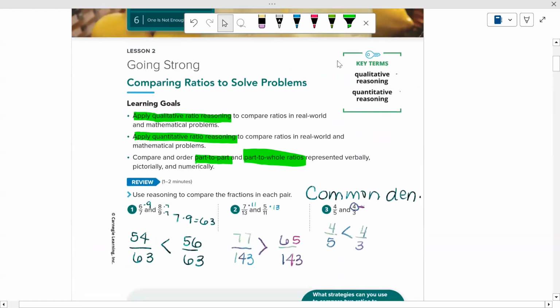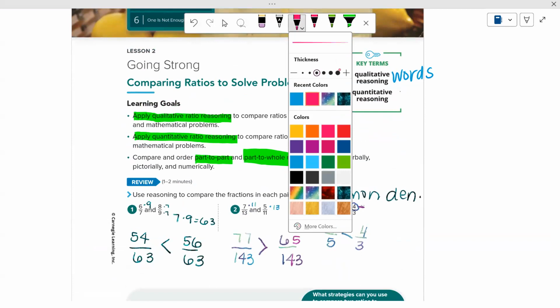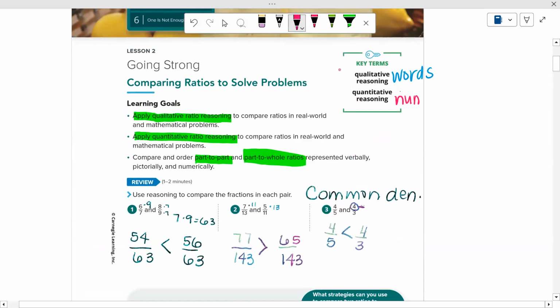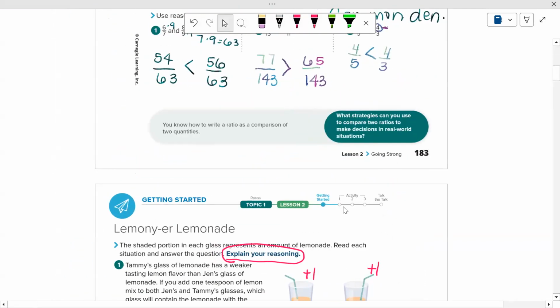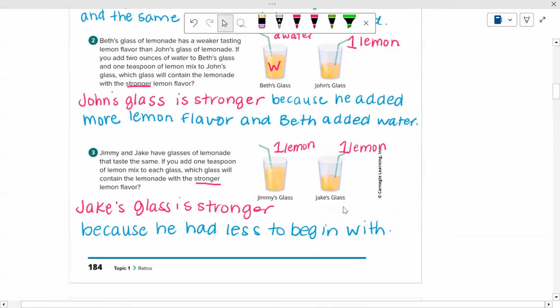So going back, that is this qualitative reasoning. So this is using words. So let's mark that. Words. So what do you think quantitative is going to be? If you said numbers, you're right. Words and numbers. Okay. So let's keep going because we don't want to have a 40-minute video, do we? Although I know you love listening to me for 40 minutes.